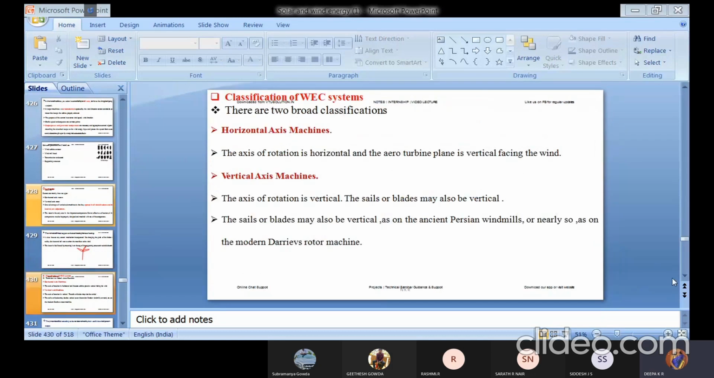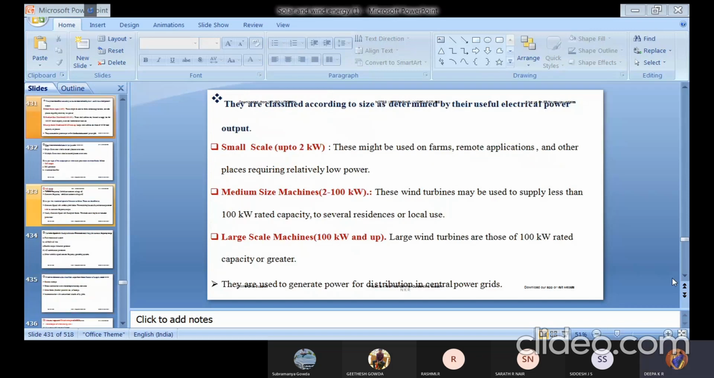So today we are discussing the classification of wind energy conversion systems. The first one is horizontal axis and vertical axis, based on the rotor structure. Then we come to know about the different sizes of windmills available with their ranges: minimum, moderate and maximum. Up to 2 kilowatt we call it small scale, 2 to 100 kilowatt we call medium size, and 100 kilowatt and above we call large size.